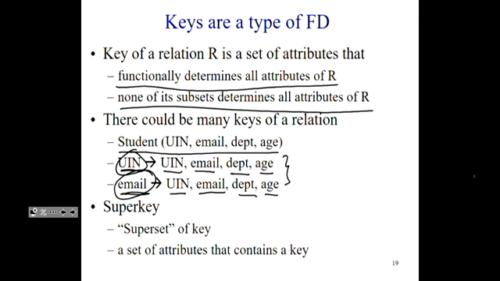So then there's the notion of a super key, which is another concept that we need to know. A super key is nothing but a superset of a key. So it's a set of attributes that contains a key. So given this relation, what is an example of a super key?